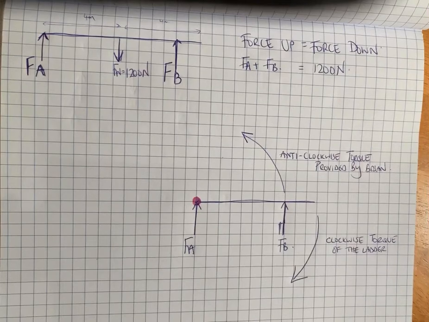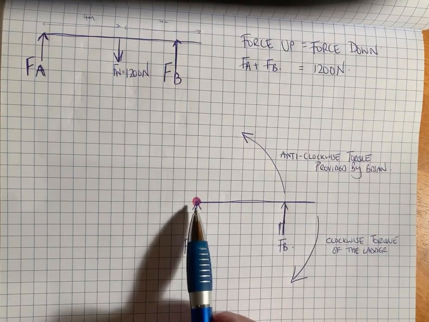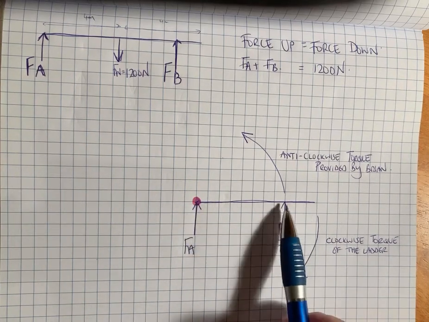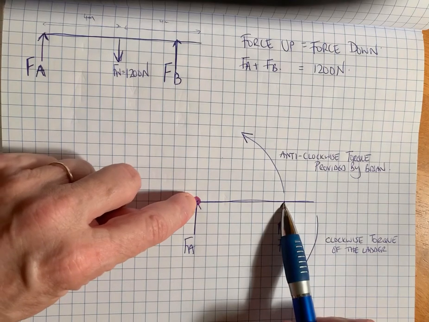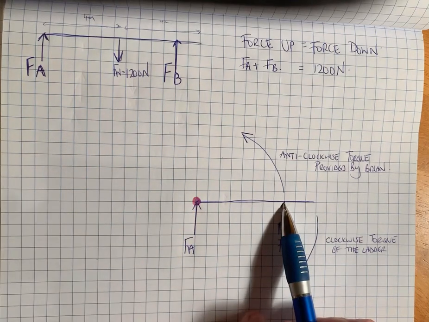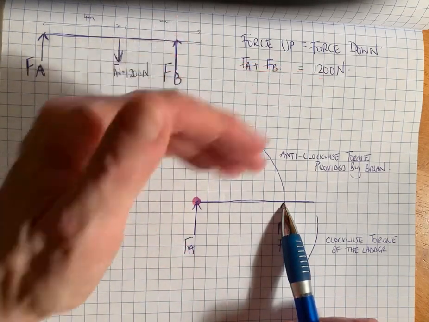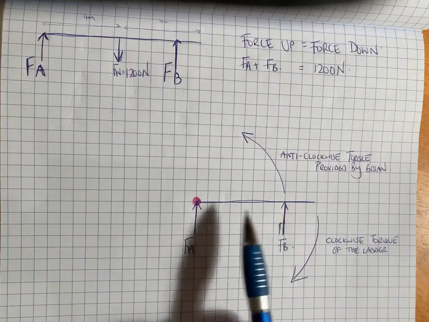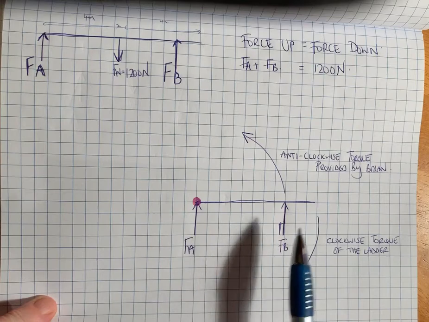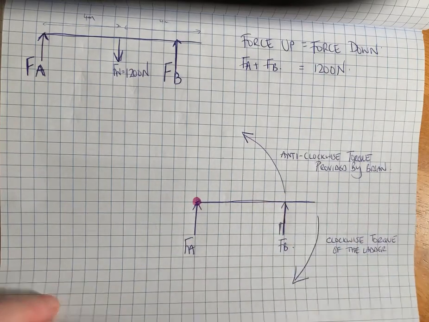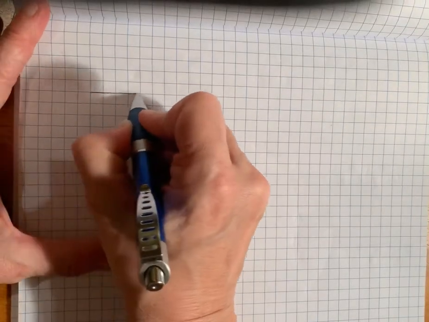Now the really important thing to understand is that potentially the pivot point could be here, in which case the ladder would fall in an anti-clockwise direction, and Albert would be providing the anti-clockwise torque. So there are 2 possibilities, and it's really important to get your head around which one of those we need. And in this case it's this one. So I'm just going to turn the page and start the problem properly here.